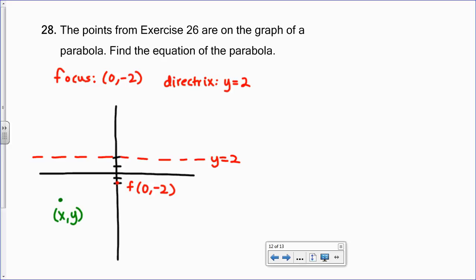Okay, so where am I going to draw my lines now? I'm going to draw my lines from (x, y) to the fixed point, F, okay? And then where else do I need to draw a line? To the line y equals 2. And what kind of line do I have to draw? Vertical line.